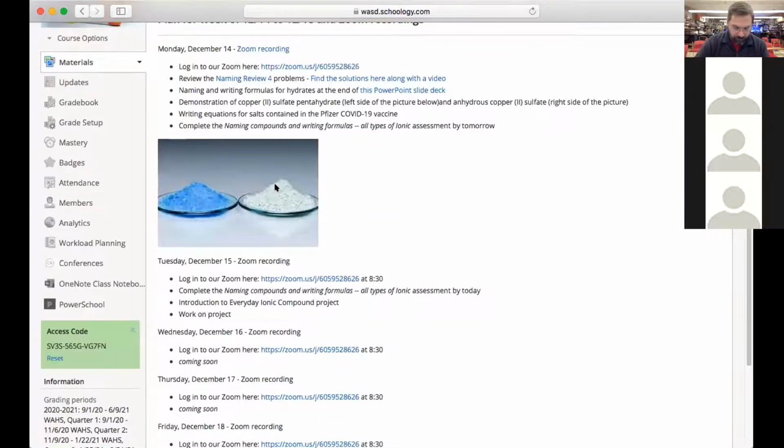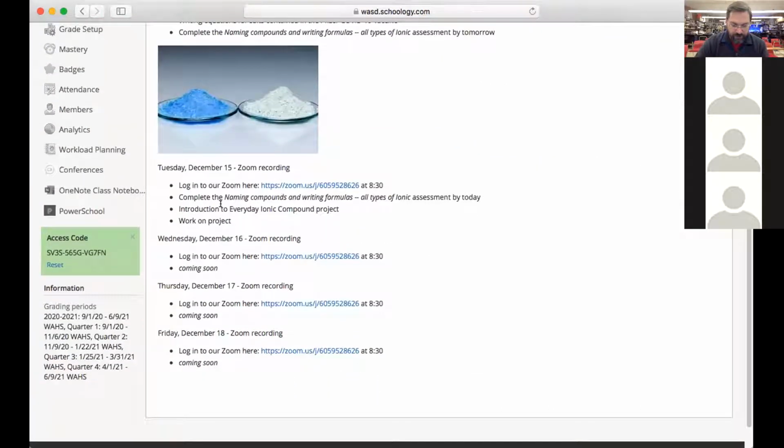The two things that I want to do today is there's this Everyday Ionic Compounds project. I want to show you how that works. It's not really that difficult, but I just want to make sure that you know what the different documents are. And the other thing you need to do is that naming compounds and writing formulas assessment. You need to finish that by today.